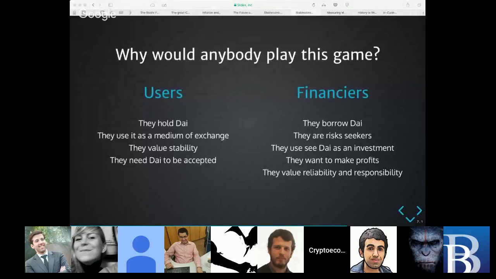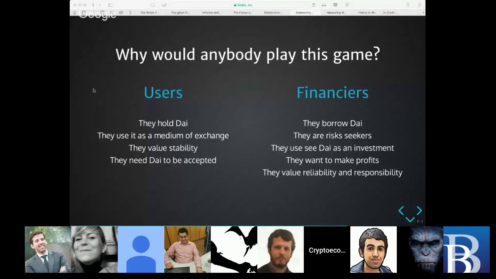But so this is the basic thing that happens in the Maker ecosystem to equilibrate the supply of DAI according to the value in the underlying collateral, right? And the next question is, why would anybody play this game? So why would I help or participate in this stabilization of the DAI itself?